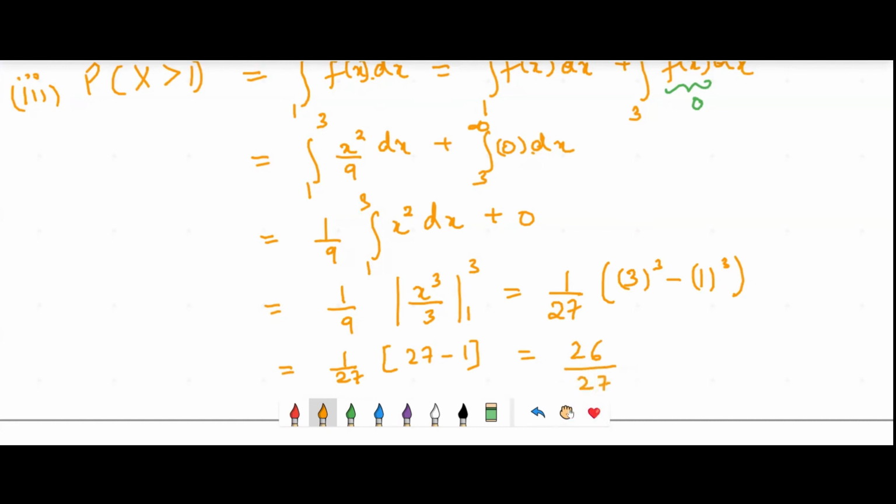So like this, we can solve the questions for the expectation and the variance.